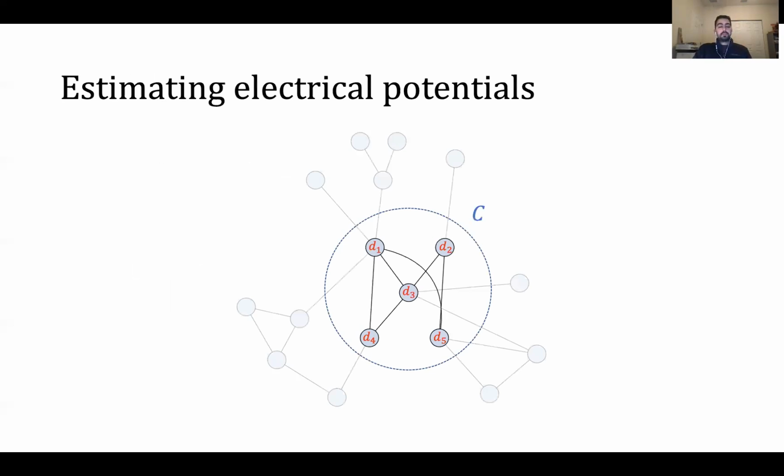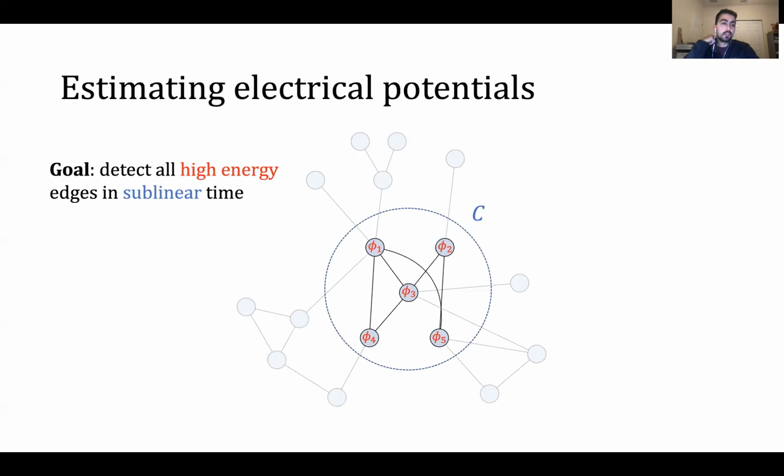Finally, the energy localization. So first of all, we have these demands in C, and we would like to compute the potentials that these demands induce. So we use the vertex sparsifiers of Durfee, Gao, Goranci, and Peng in order to maintain these potentials in C. But now we'd also like to find all high energy edges in sublinear time. So even after having these potentials, it's not clear how to detect high energy edges fast.